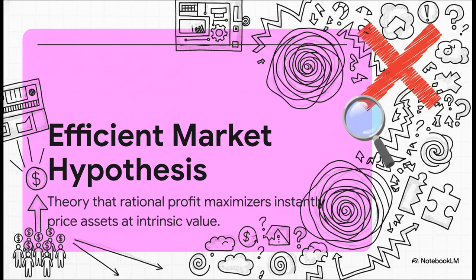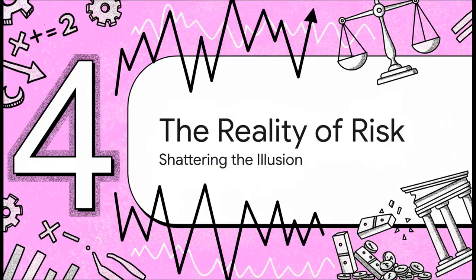Now, the authors critique this deeply. They argue that the EMH was really just an intellectual excuse, a handy way to take an inherently unpredictable, emotionally driven, chaotic market and force it to look like a perfectly logical, highly efficient machine. It basically explained away why economists couldn't actually predict the future. All right, Section 4, the reality of risk, shattering the illusion.